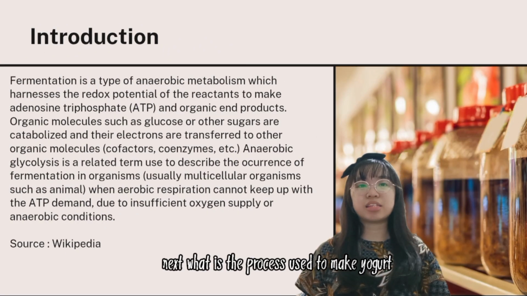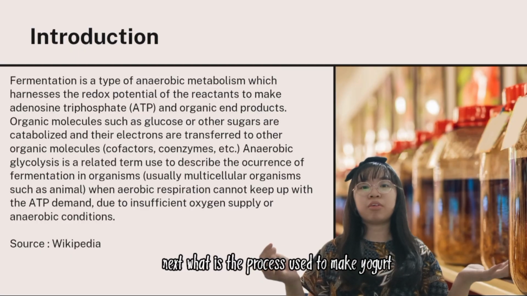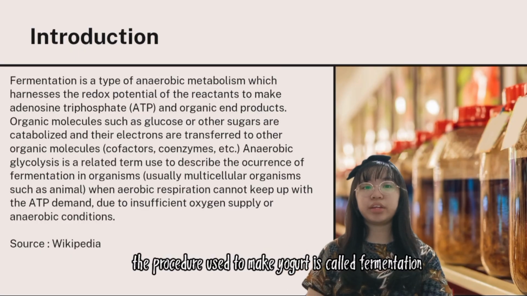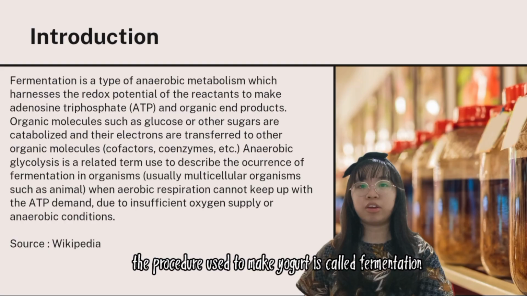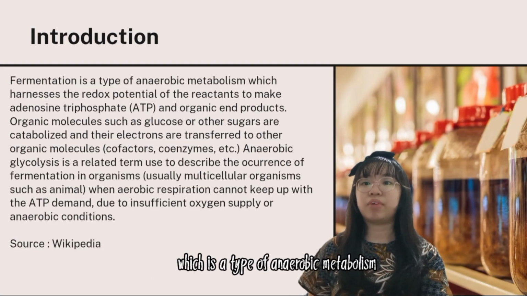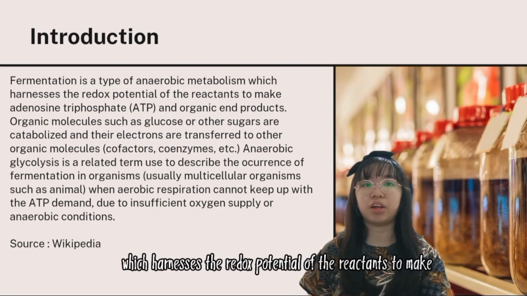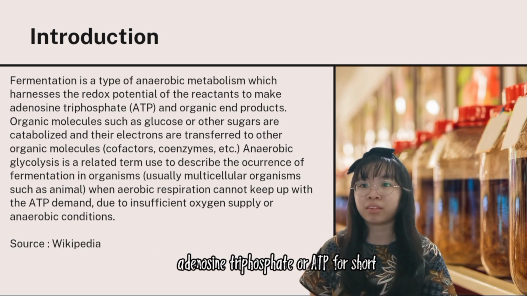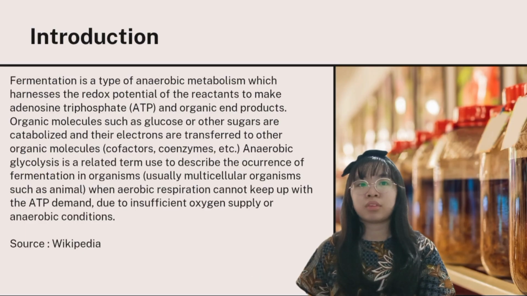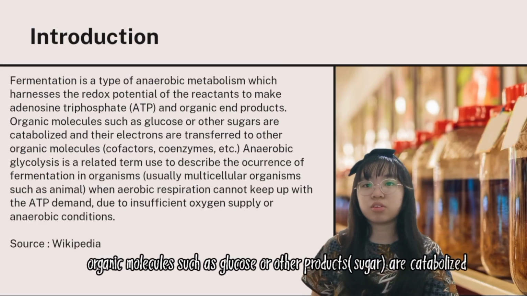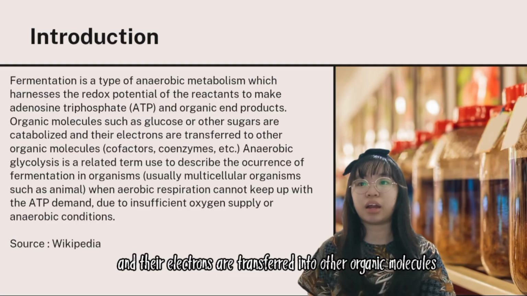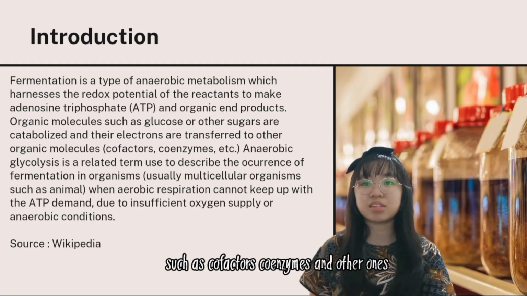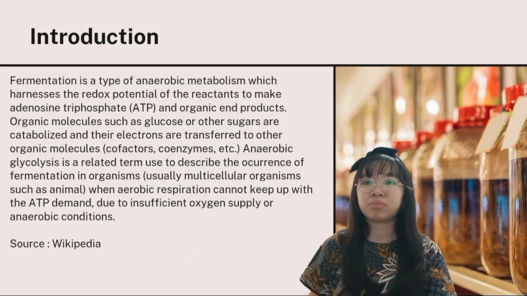Next, what is the process used to make yogurt? The procedure used to make yogurt is called fermentation, which is a type of anaerobic metabolism which harnesses the redox potential of the reactants to make adenosine triphosphate, or ATP for short, and organic end products. Organic molecules such as glucose or other products are catabolized and their electrons are transferred into other organic molecules, such as cofactors, coenzymes, and other ones.